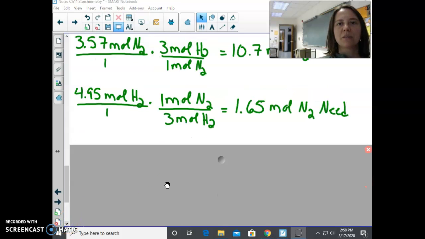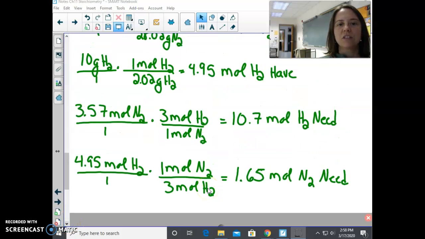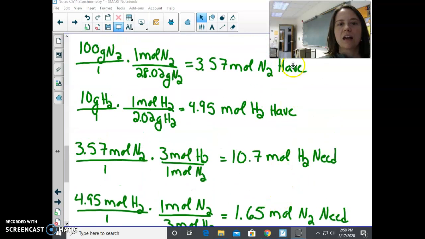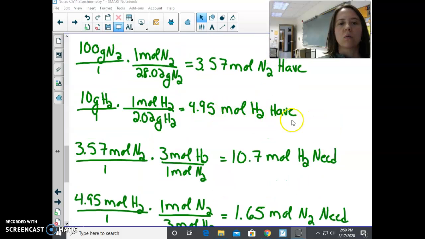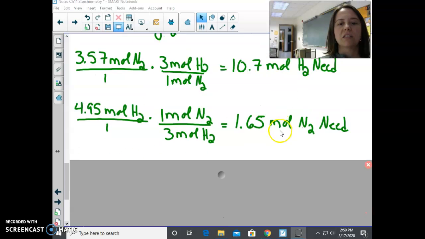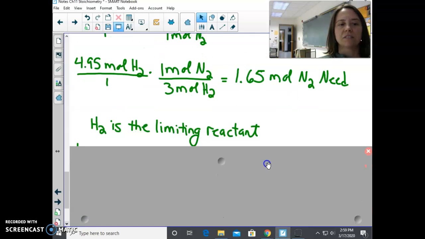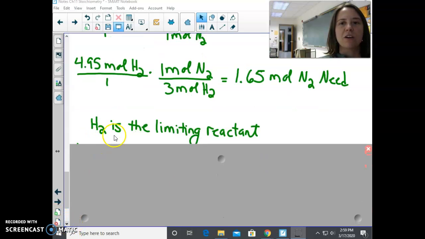Then we need to figure out the limiting reactant. As you can see, we have 3.57 moles of nitrogen, and we only need 1.65 moles, so that's in excess. We have 4.95 moles of hydrogen, but we would need 10.7, so we don't have enough of that. So water is our limiting reactant. And by water, I mean hydrogen. Hydrogen is our limiting reactant.